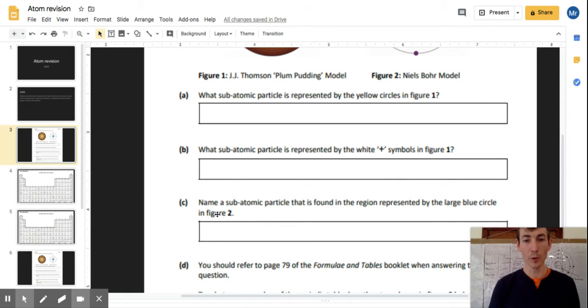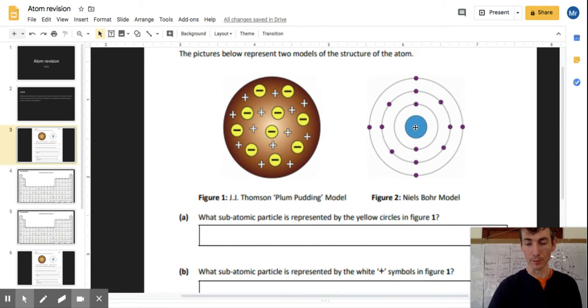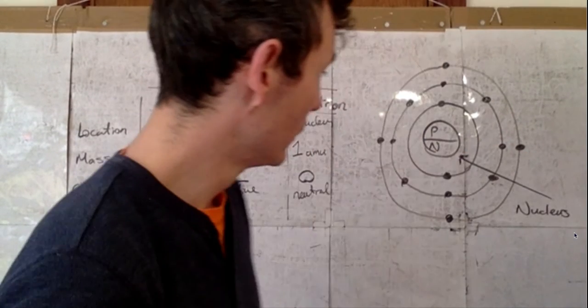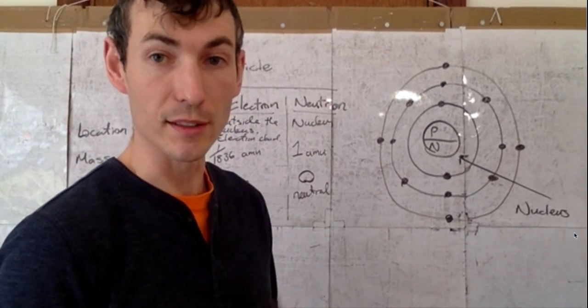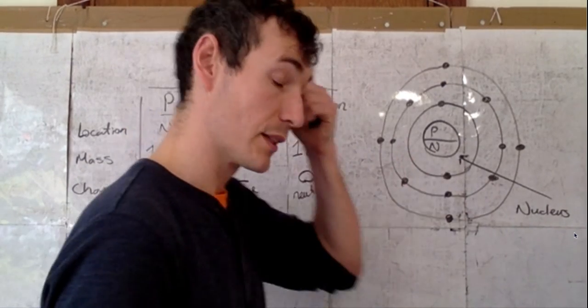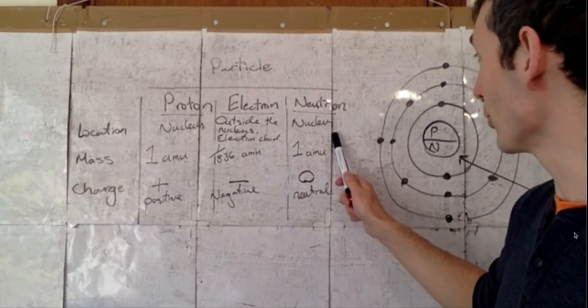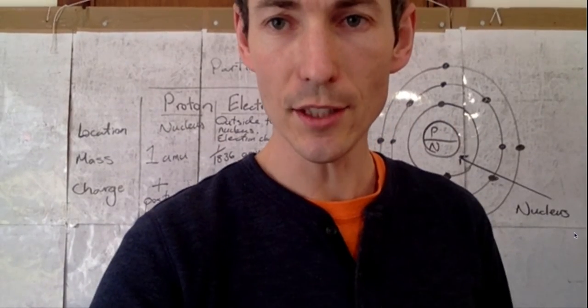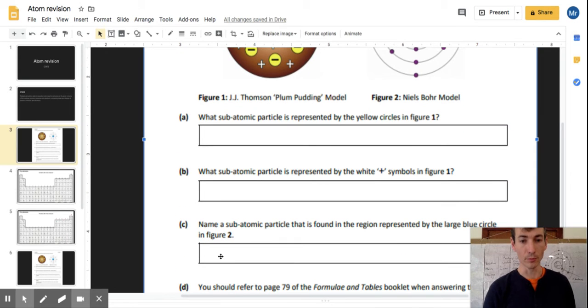And now name a subatomic particle that is found in the region represented by the large blue circle in figure 2. Okay, so there's a large blue circle. Now that large blue circle, remember, represents what we call the nucleus, the center of the atom. And there are two subatomic particles that are inside the nucleus. Protons, P for protons, N for neutrons. And we've also got that on our table, our location. Protons are in the nucleus, neutrons are in the nucleus. So to answer that question, we can either say protons or neutrons in here.